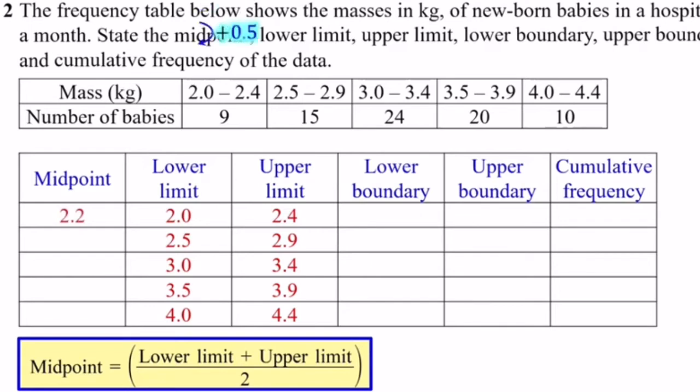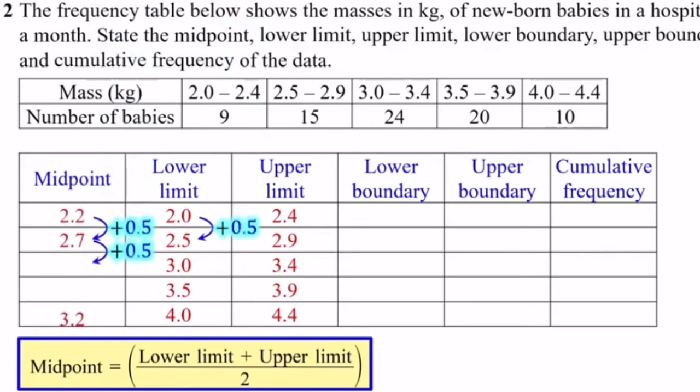After we have the first midpoint, we are going to plus 0.5. How do we know it's 0.5? Because you can see the first lower limit is 2, the second is 2.5. So obviously you have to plus 0.5, which is the size of the class. So every midpoint for the next one, you just plus 0.5. So 2.2 plus 0.5.